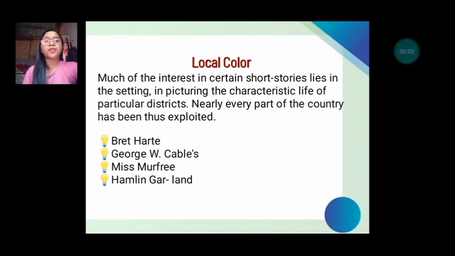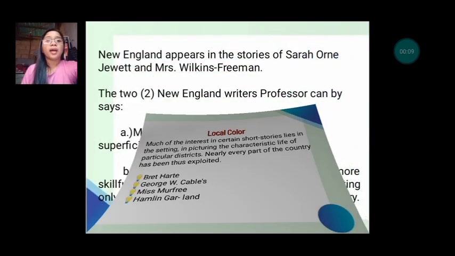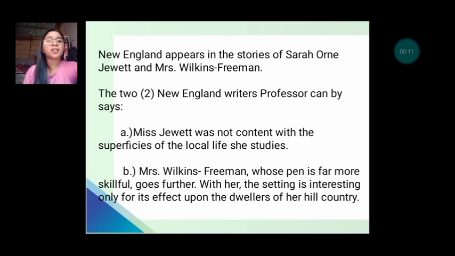Okay, so I have here another example of a writer that focuses on the local. This New England appears in the stories of Sarah Orne Jewett and Mrs. Wilkins Freeman. Okay, so I will just read the short description only. It is because I provided the detailed description in the summary, which I will send later in the GC.